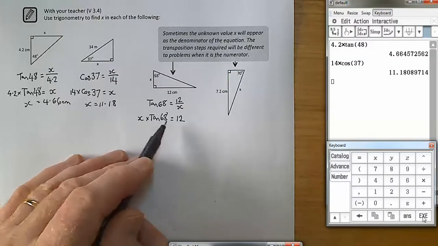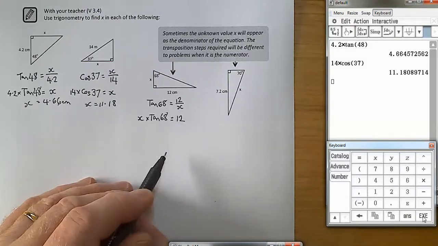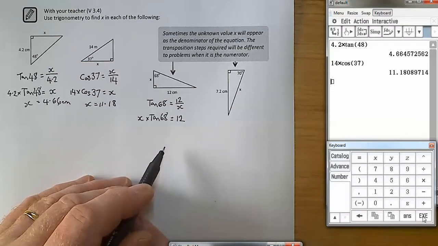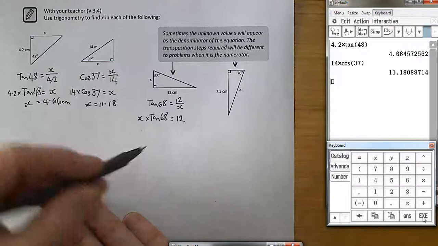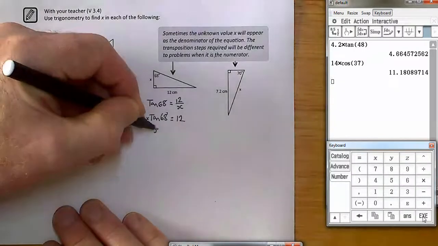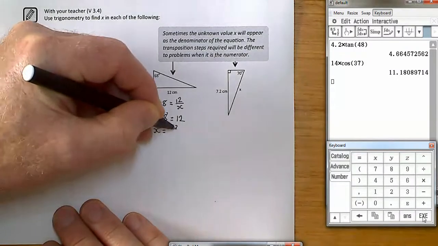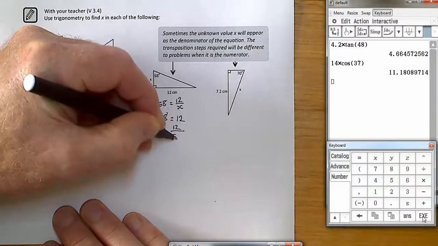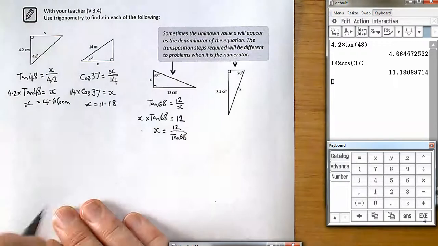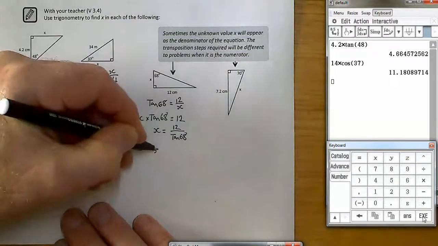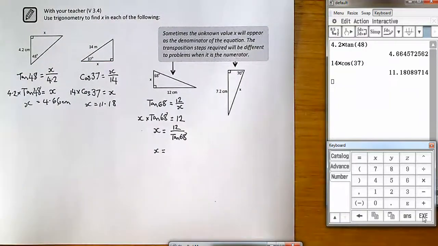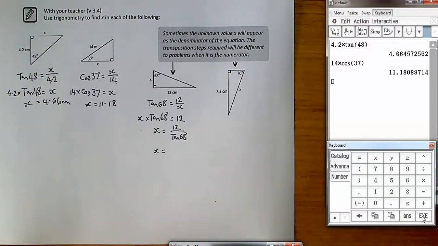But remembering that the tan of 68 is just a number, I can divide both sides by the tan of 68. X times tan of 68 divided by tan of 68 will get rid of that. I'll be left with x, but I've also got to divide this side by the tan of 68. So I've divided both sides by the tan of 68, and now I'm ready to do the calculations on my calculator. So it's 12 divided by tan of 68.